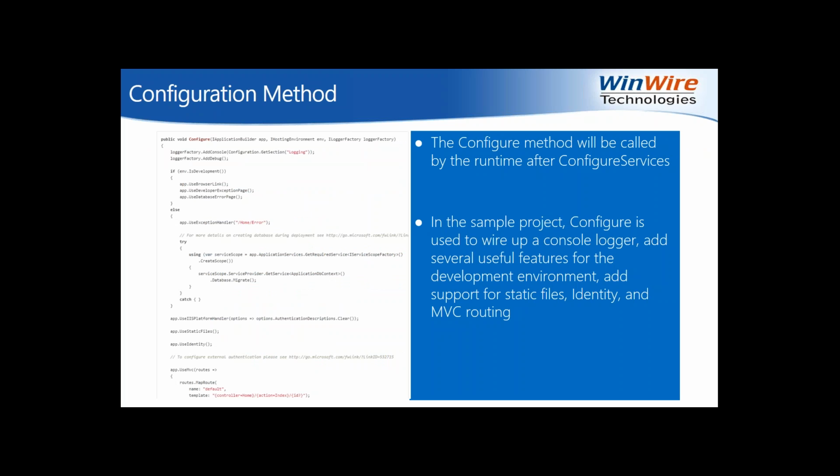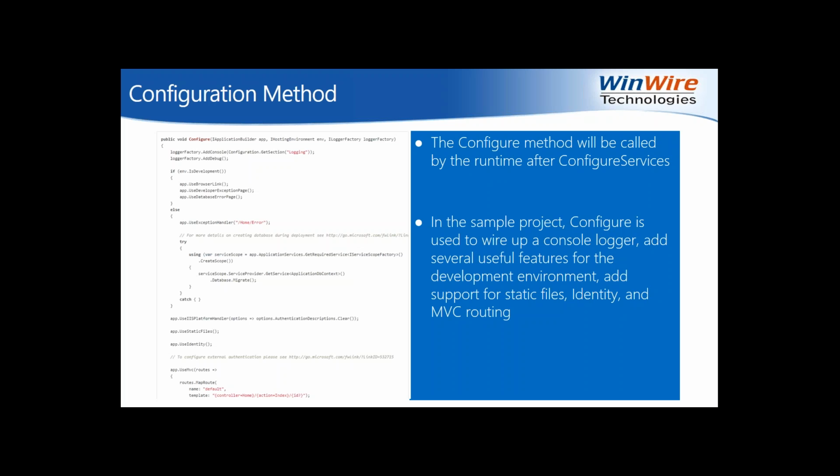Lastly, when you first run the application, the configure method is executed. This configure method has code to wire up, for example, a console logger, or add other useful features such as support for static files, identity, and MVC routing. Routing earlier you used to do in your route.config file. All of this will now go into your configure method.